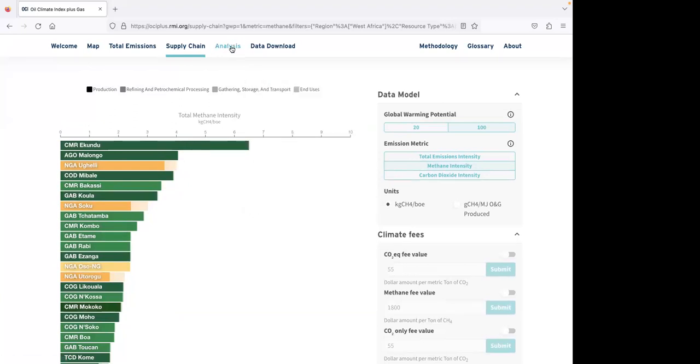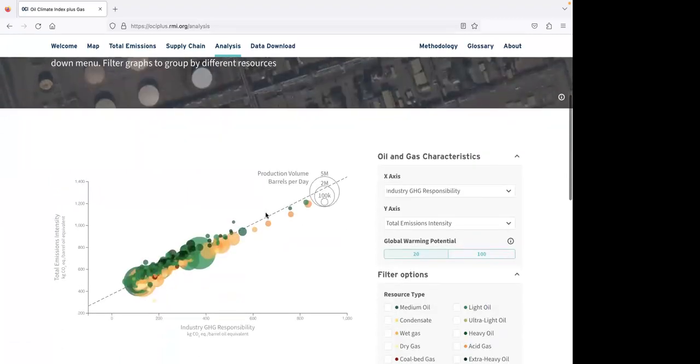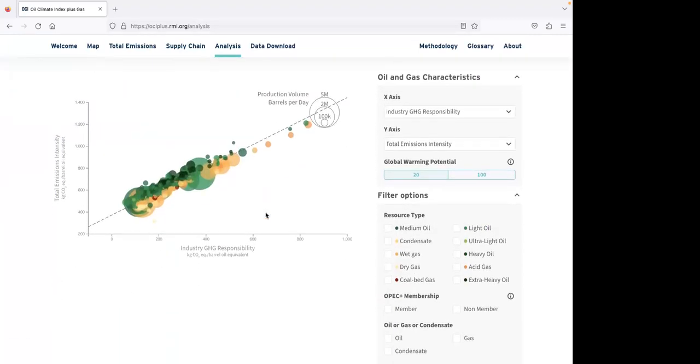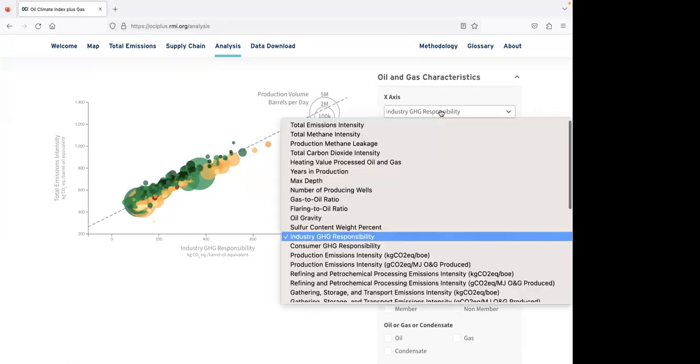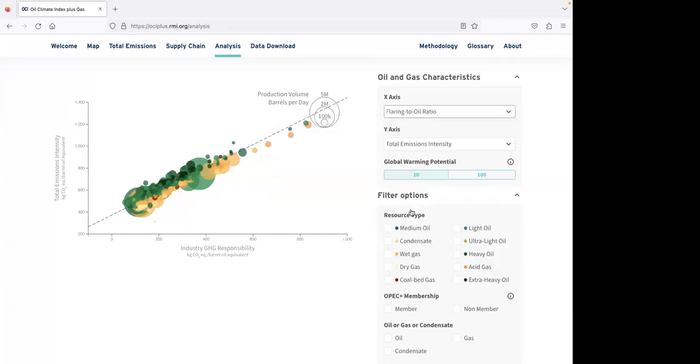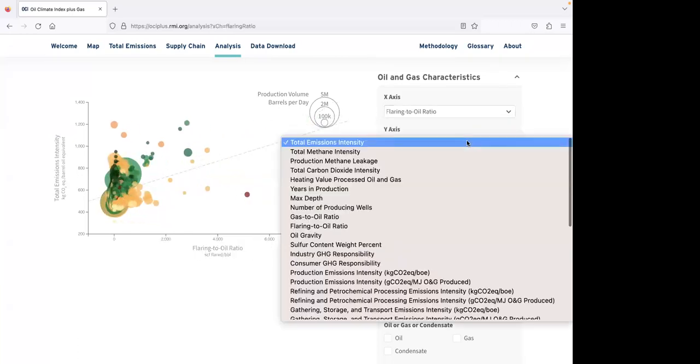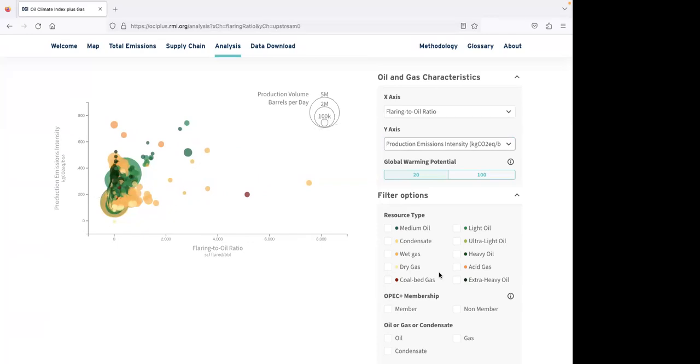Next, let's go to the analysis page. The analysis page plots oil and gas parameters on an XY scatter plot to allow users to explore relationships. I'll illustrate how we can use this functionality to figure out the impact of flaring on upstream production emissions. Let's choose the x-axis to be the flaring to oil ratio and the y-axis to be the production emissions intensity.